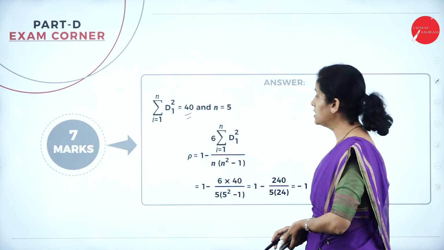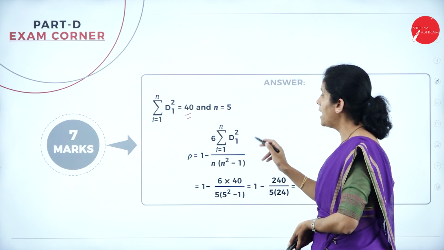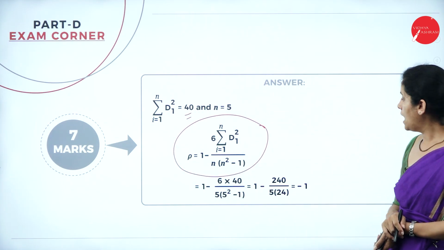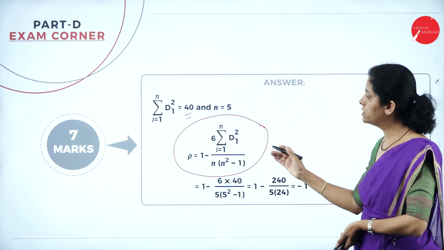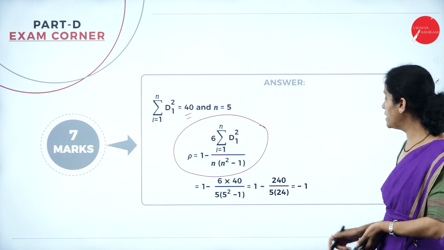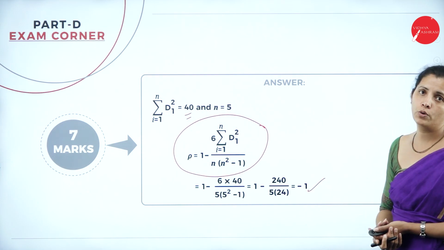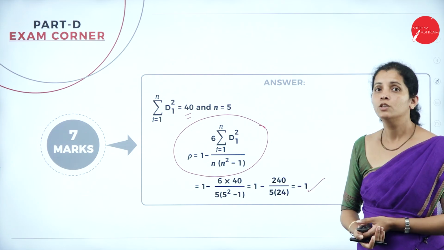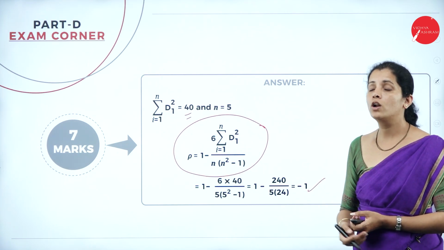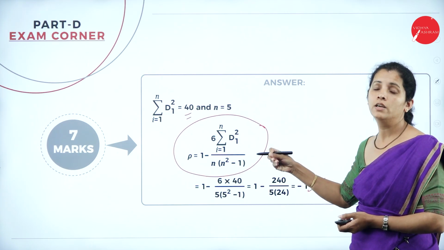N is nothing but the number of elements, 5. And I have the rank correlation formula. And I want to substitute the values according to the formula, and when I simplify this one, I'm going to get the answer. So dear student, these are the certain problems or these are the certain methods you can expect in your upcoming exams.